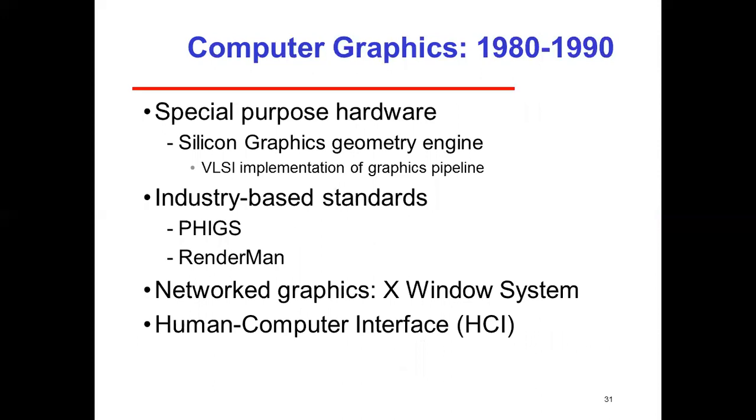1980 to 1990, again, special purpose hardware came into existence, industry-based standards, various software packages came into existence, network graphics, window-based systems, and then the human computer interface. Currently, we are again doing a number of researches which are based on the human computer interface.